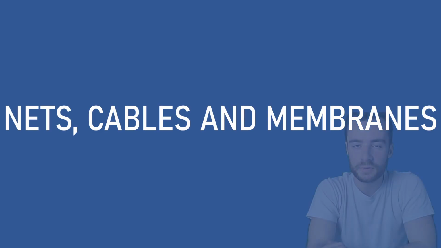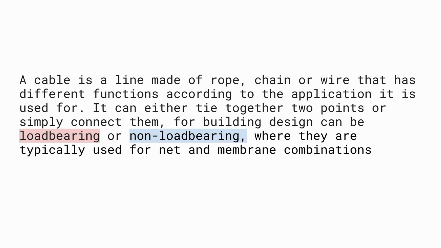This next category is often quite scary or confusing for anyone who jumps into the world of architectural engineering, and those are cables, nets and membranes. A cable is a line made of rope, chain or wire, for instance, that has different functions according to the application it is used for. It can either tie together 2 points or simply connect them. For building design though, they can be load-bearing and non-load-bearing, but they are typically used for net and membrane combination.